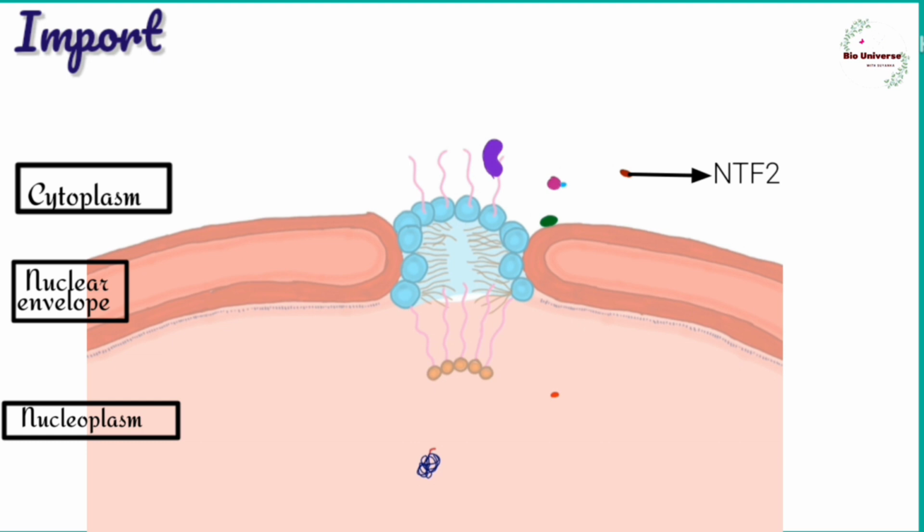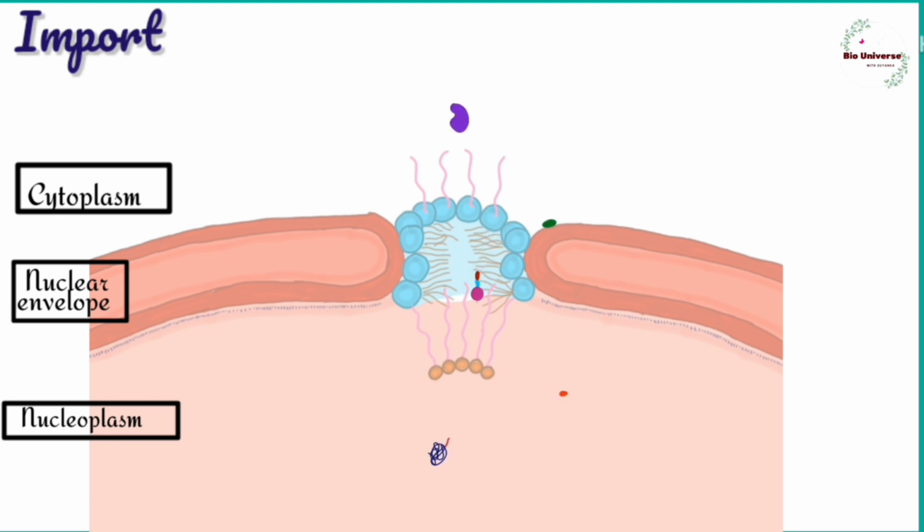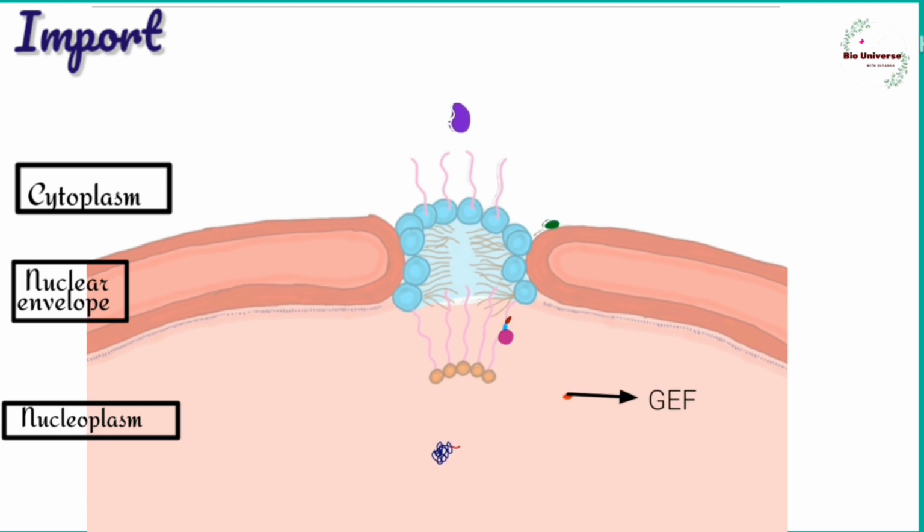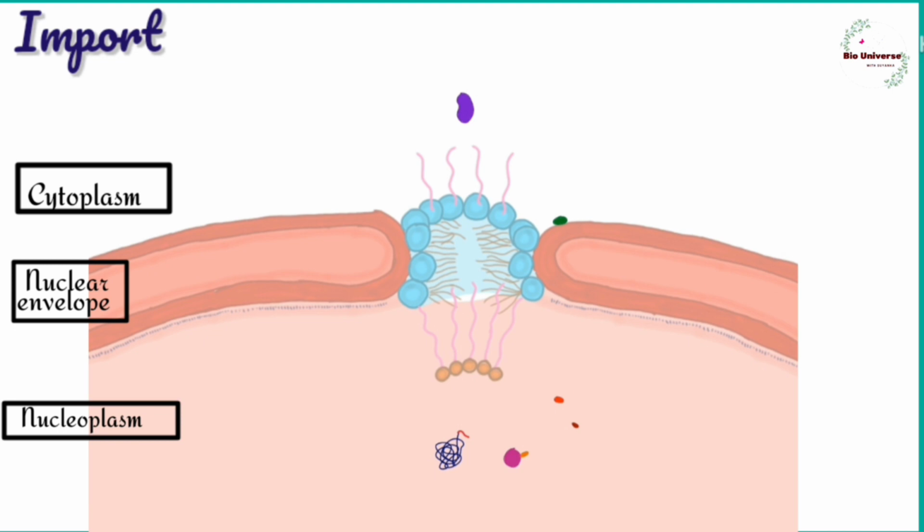NTF2 is a cytosolic protein which is responsible for the nuclear import of Ran protein. Ran and GDP attach with NTF2, which helps Ran and GDP to enter the nucleus again. The nucleus contains Ran and GEF, which convert Ran and GDP to Ran and GTP. Ran and GTP is now ready to bind with the next importin complex entering the nucleus. In this way, import of nuclear protein occurs.